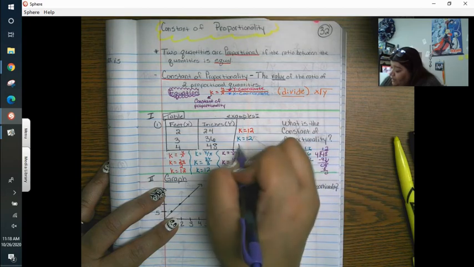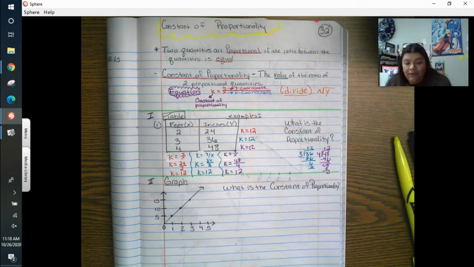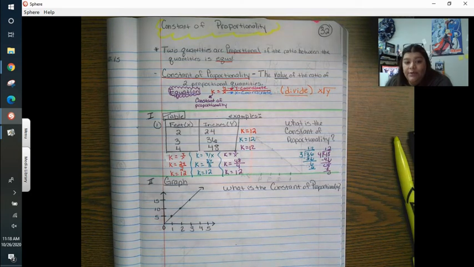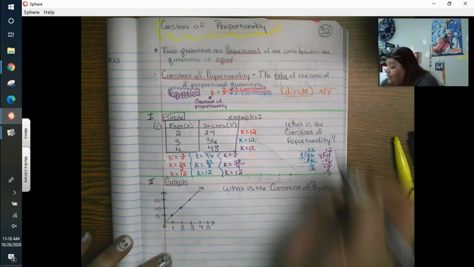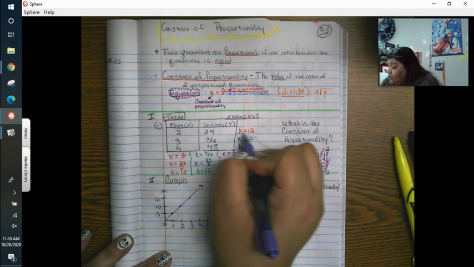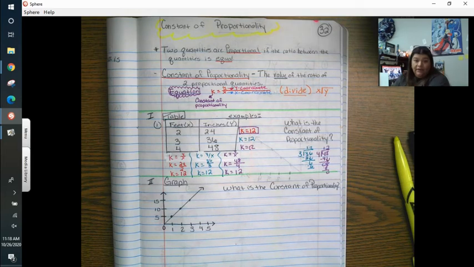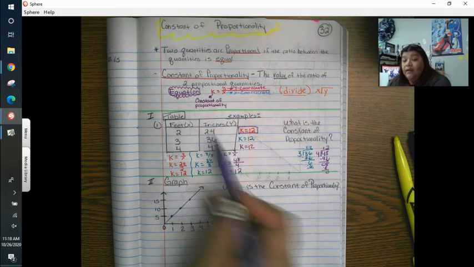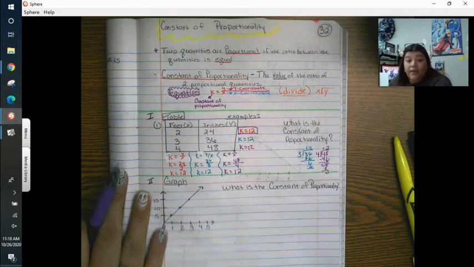12. K equals 12. So it doesn't matter which set of numbers you use, you're going to get 12. Okay, so here just make sure you are dividing correctly. Be careful in your division, okay? So the constant of proportionality is K equals 12. And you could have picked any one of those numbers and you would get it correctly, okay? So again, just make sure you're dividing your Y by your X, okay? Your Y by your X, all right?